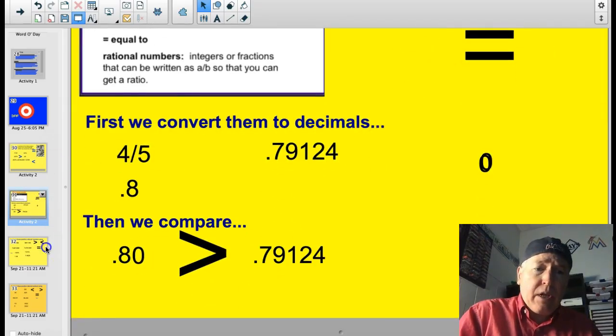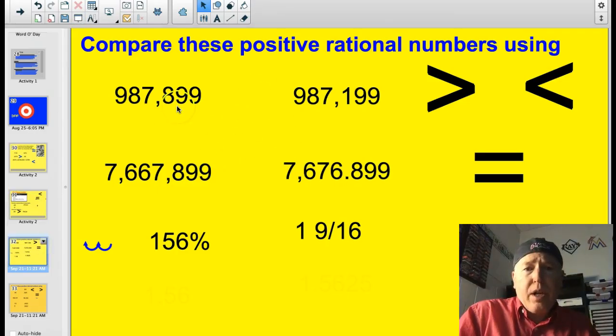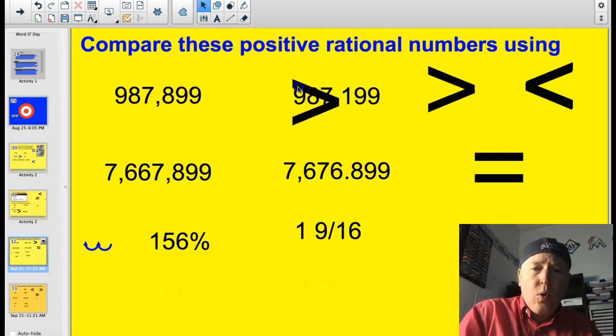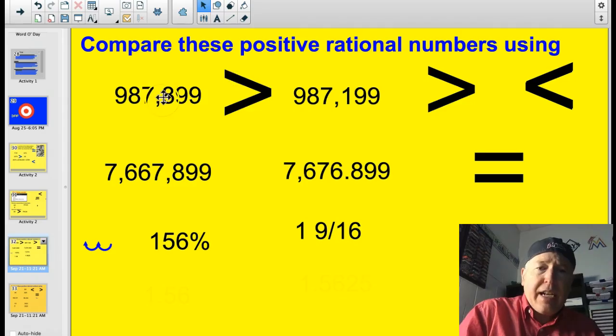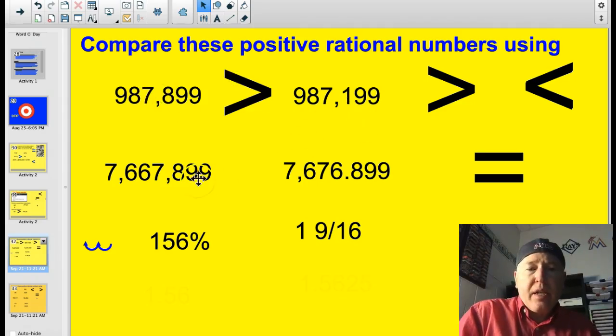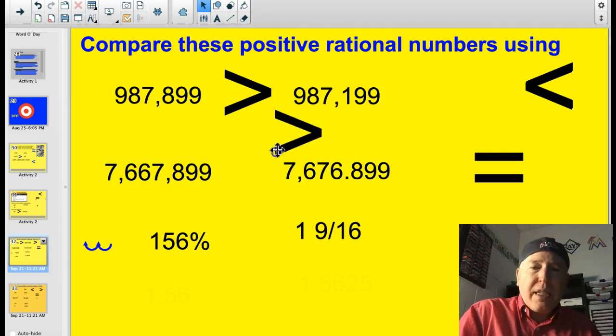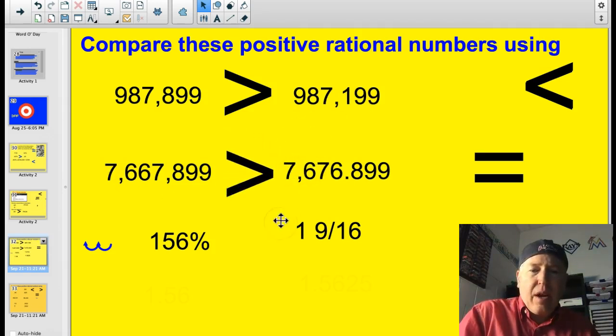All right, let's take a look at a couple more examples. Here's three quick ones. We have 987,899 versus 987,199. Oh, yes, this one's bigger. 899 versus 199. Next, 7,667,899 versus 7,000,006. Oh, that's not a comma, that's a decimal. This one is only 7,676. So once again, this one is greater. It's 7 million versus 7,000.